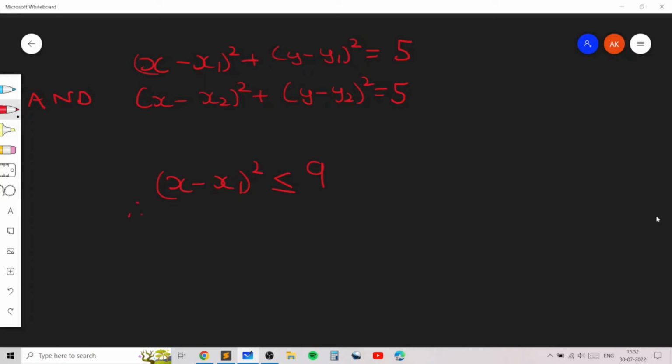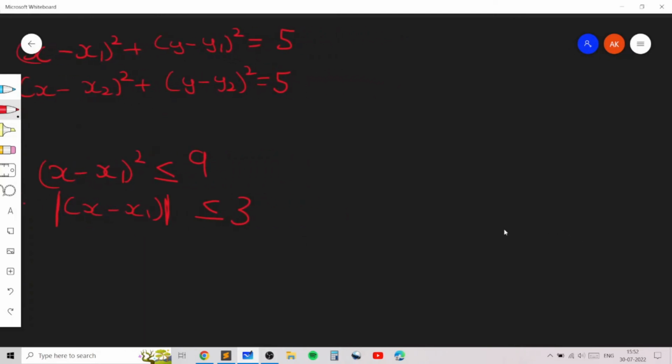And this means that we can easily just limit the value of x minus x1. So the absolute value of the difference, x minus x1, is less than or equal to 3. And this means that there are essentially only 6 possibilities of x. The 6 possibilities of x are x1 minus 3, x1 minus 2, x1 minus 1 and x1, then x1 plus 3, x1 plus 2, x1 plus 1 and x1 again.